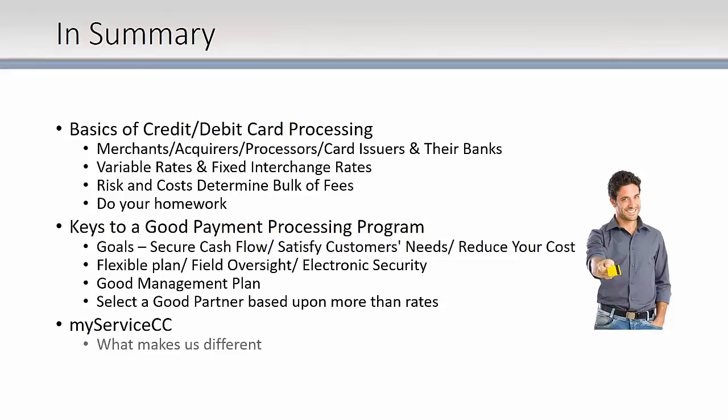And we ended with a high-level review of myService CC, the integration of myService Force field service software and Cayenne's top-rated processing program. With our free software options, there's something for everyone that will add value beyond field collections and make them extremely easy. We hope you found this valuable, and thank you for attending.